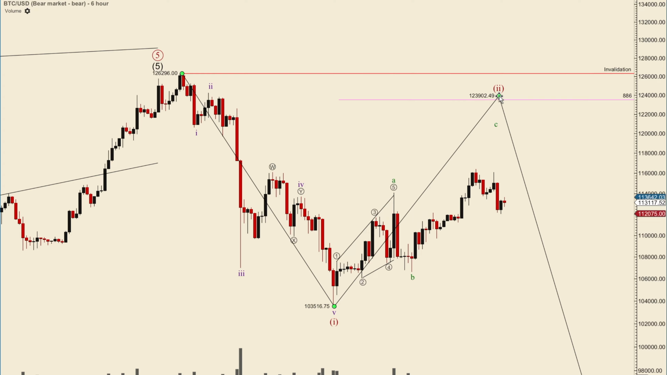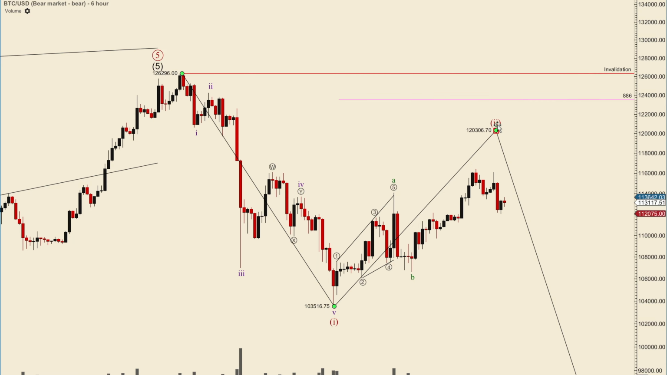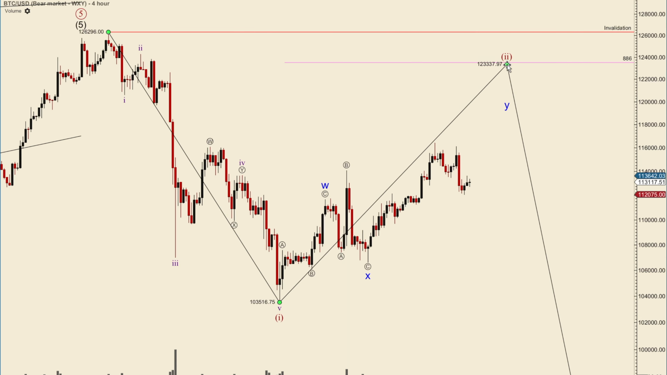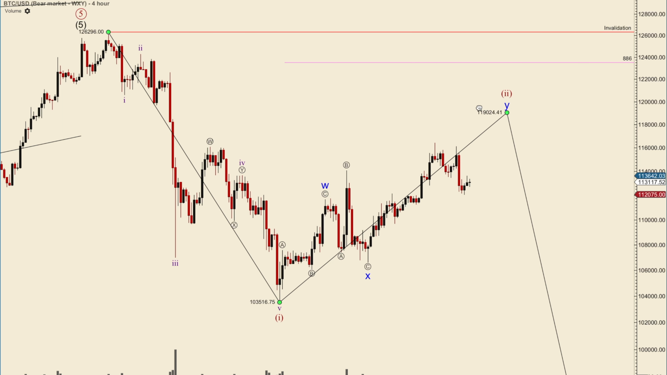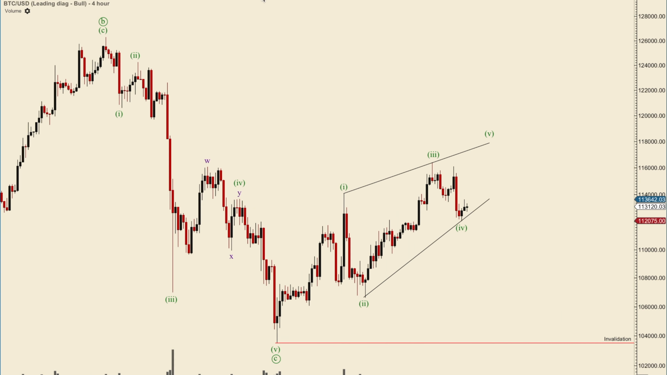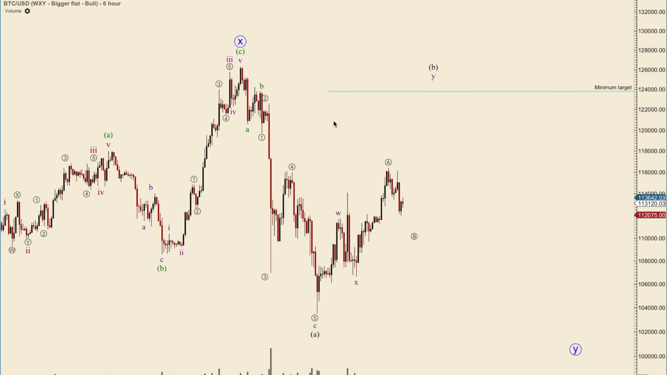So if we move above here with a wave 2, it's not looking good for the bears, if we put it like that. And also the same with this. If we move up here and take out the 886, it's not looking good for the bears at all. So basically, same as in the last Bitcoin video, if you take out the 886 and if you move up into this, the minimum target for wave B, then the bullish scenarios all have very, very, very high probability.